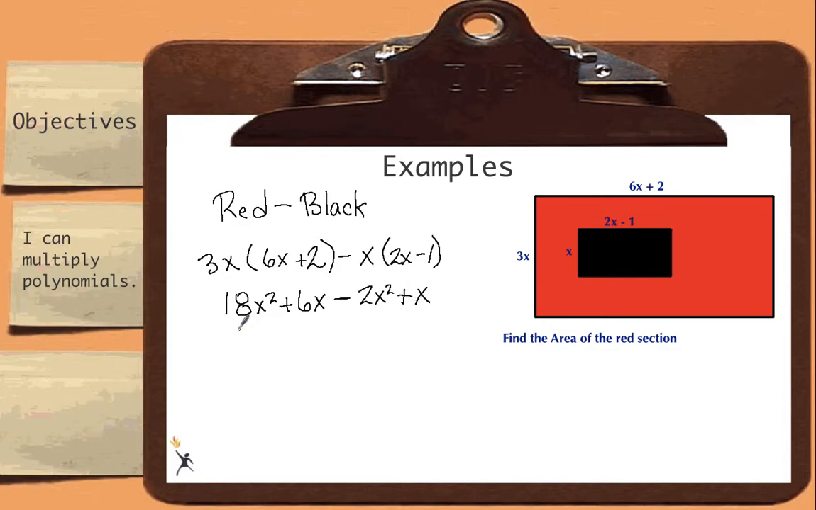So now I'm going to combine my like terms. I'm going to combine my x squared. So I have 18x squared minus 2x squared is 16x squared. And 6x plus x is 7x. And this is the area for the red section, A of R.